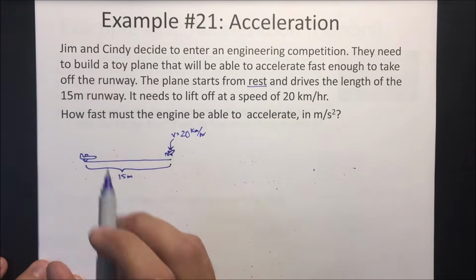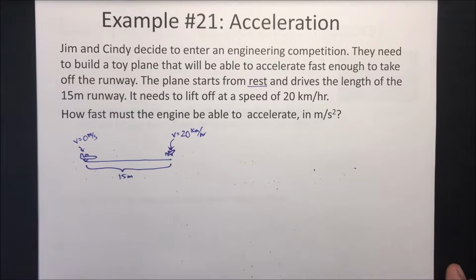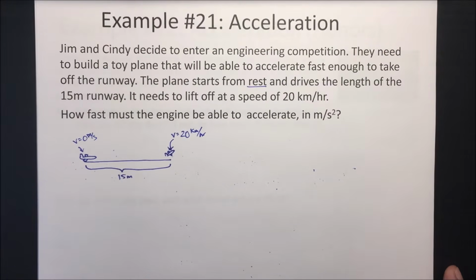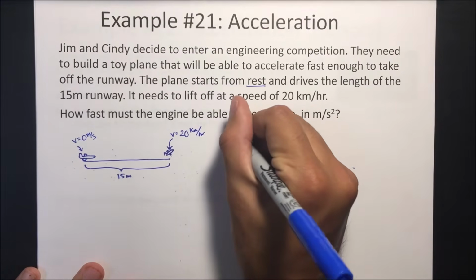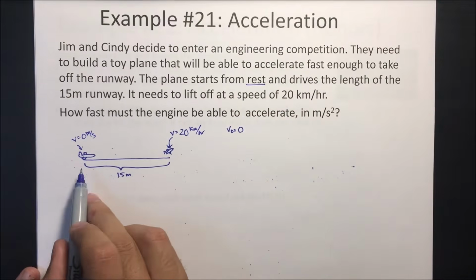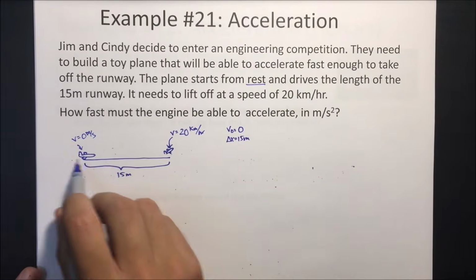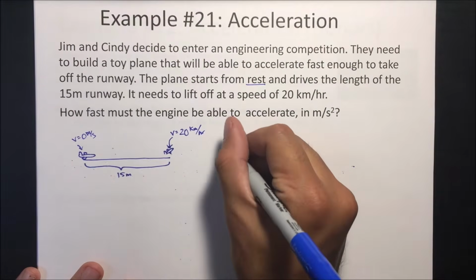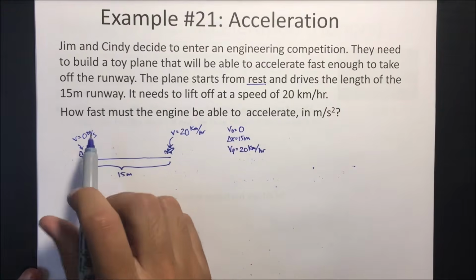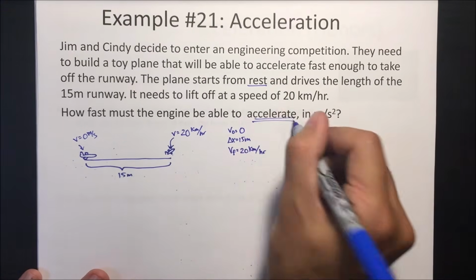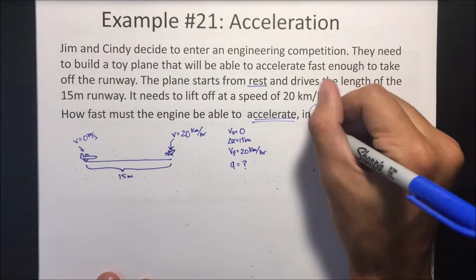Important thing to know is this starts from rest, meaning the velocity at the beginning is equal to 0 miles an hour or 0 meters per second or whatever. What we want to find out is what the acceleration is. So let's write down what we know. We know initial velocity is 0. We know that it's going to have a displacement of 15 meters. We know it needs to take off at the end of the 15 meters with a speed of 20 kilometers an hour. And we're looking for what the acceleration is. And we want it in meters per second squared.